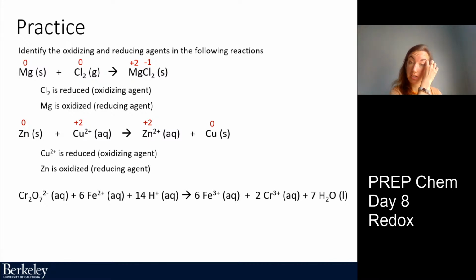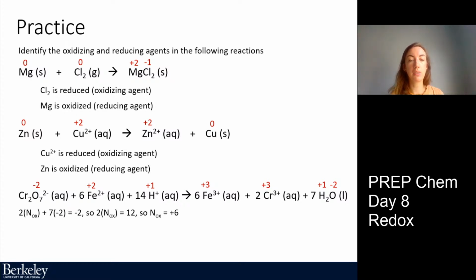Okay, and then this last one is pretty tricky. I'm going to start with all of the other oxidation numbers other than that first chromium one, because that one's tricky. Oxygen is going to be -2 in our Cr2O7. Iron is going to be +2 because it's charged at +2. Hydrogen there will be +1 because it has a +1 charge. Iron is now +3 because it is a +3 charge. Chromium is +3, and then H2O we've done before. The hydrogen is +1 and the oxygen is -2.